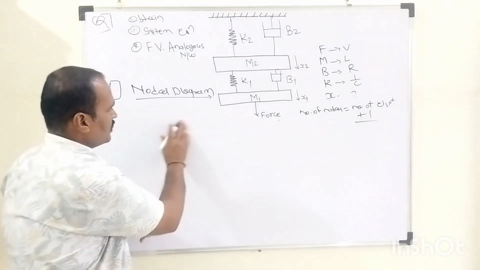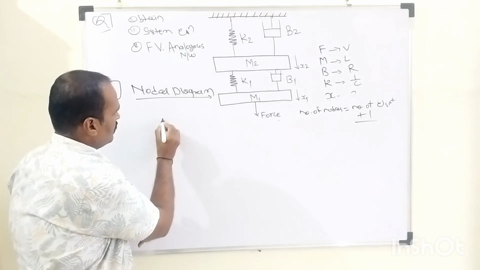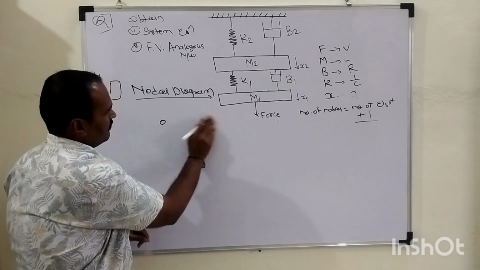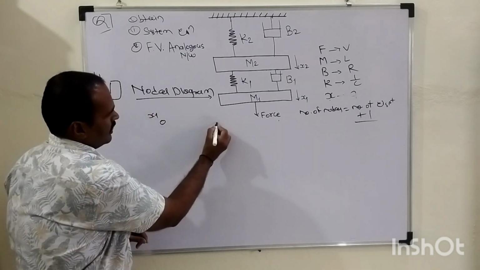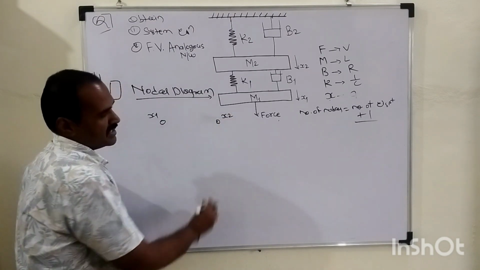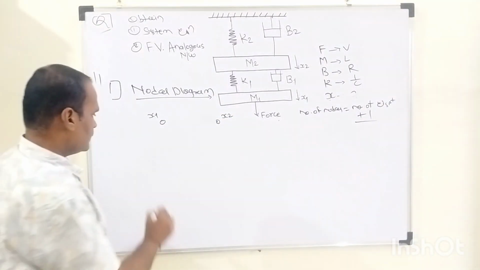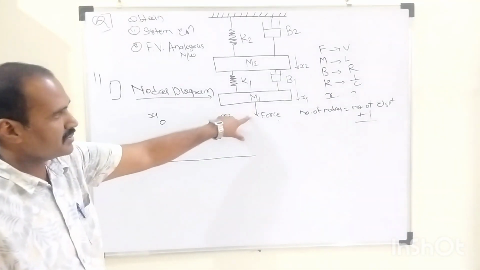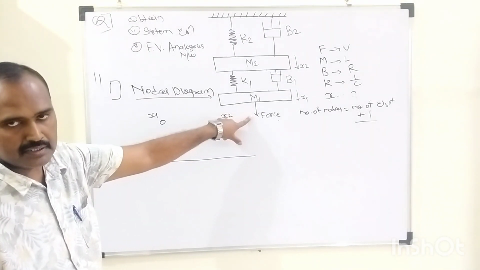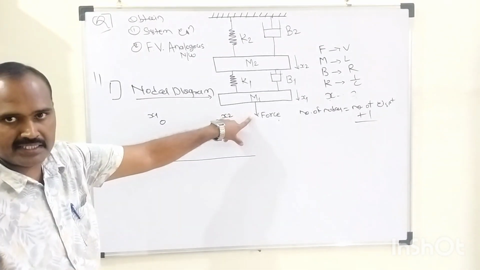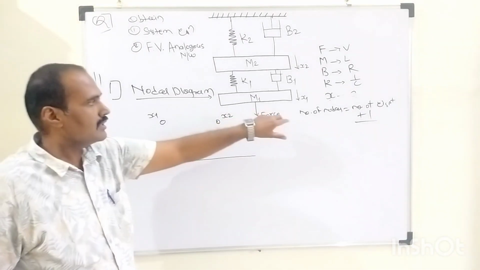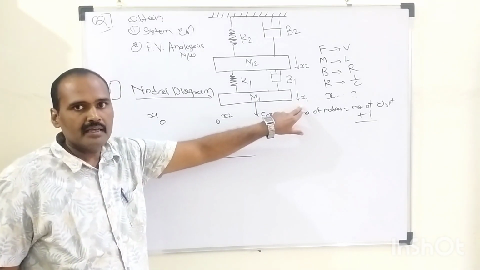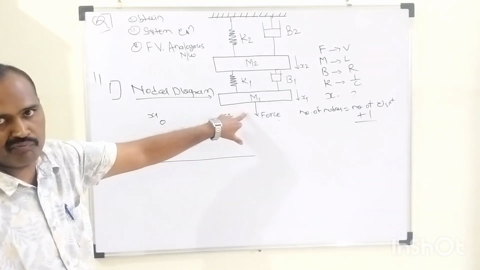So first of all, we need to draw the nodal diagram. As I told you earlier, the number of nodes equals the number of displacements. So this will be the first node, denoted by x1, and this will be the second node, denoted by displacement number 2. This horizontal axis stands for the reference axis or the ground axis. The arrow indicates the direction in which the desired force is being applied. So obviously there will be a certain displacement of M1 as well as M2, which occurs in the direction of the applied force.